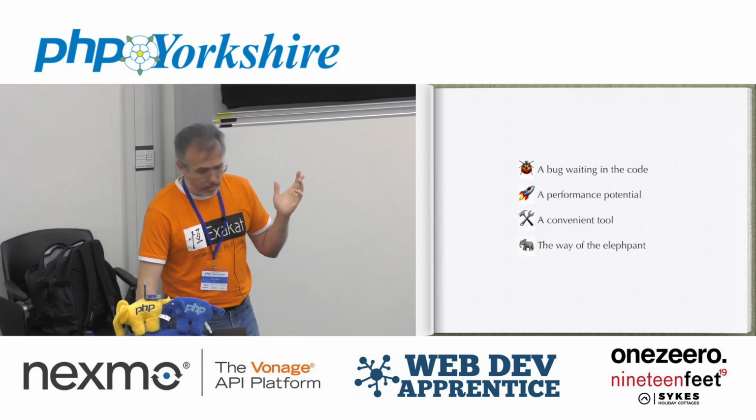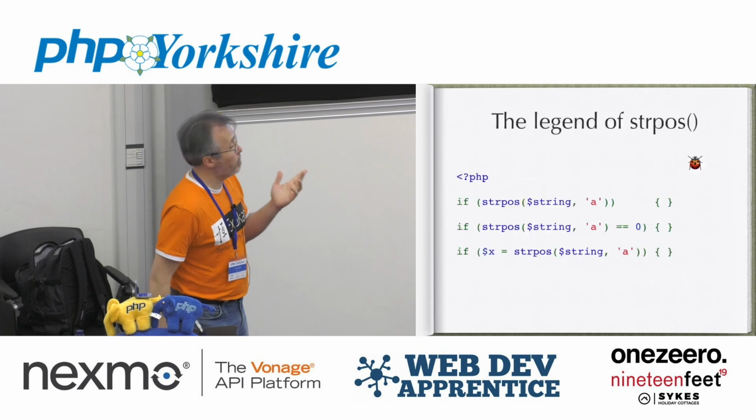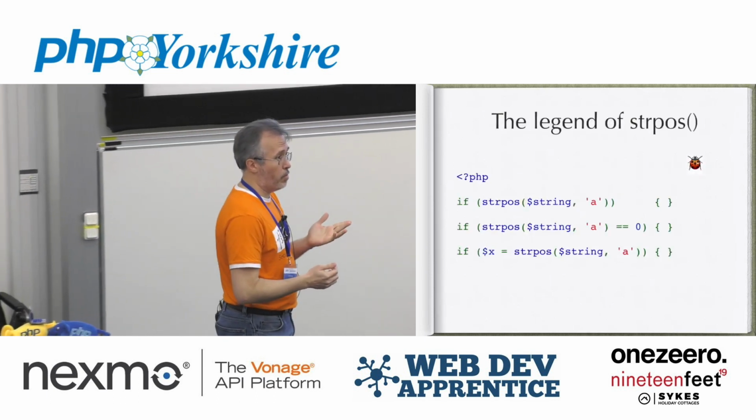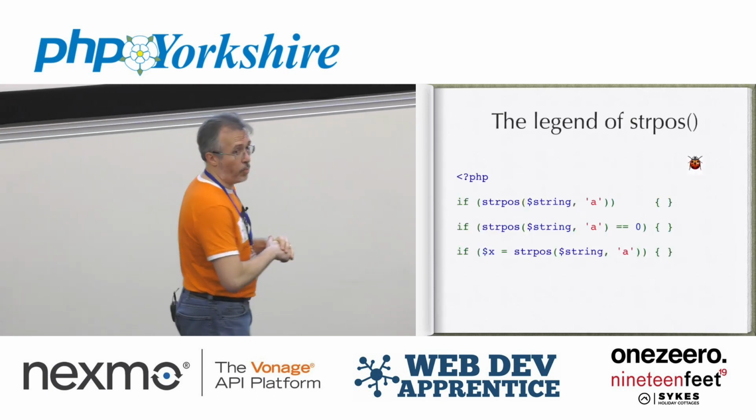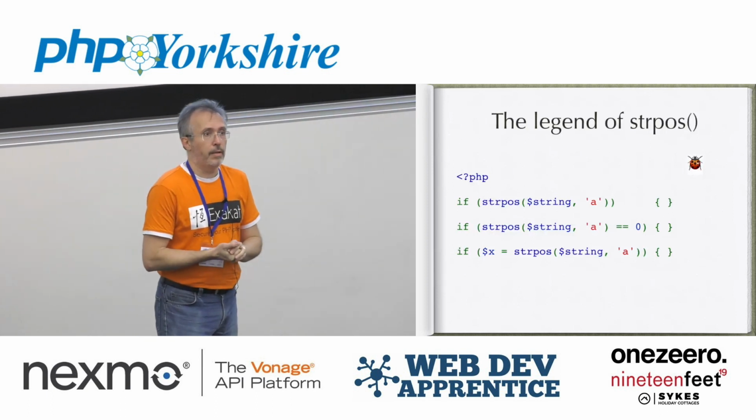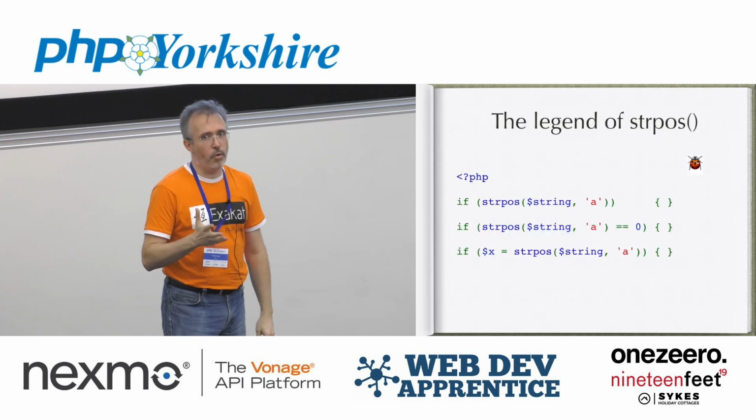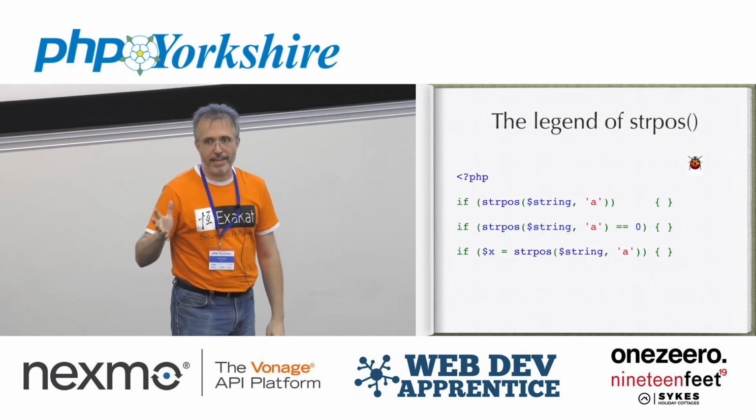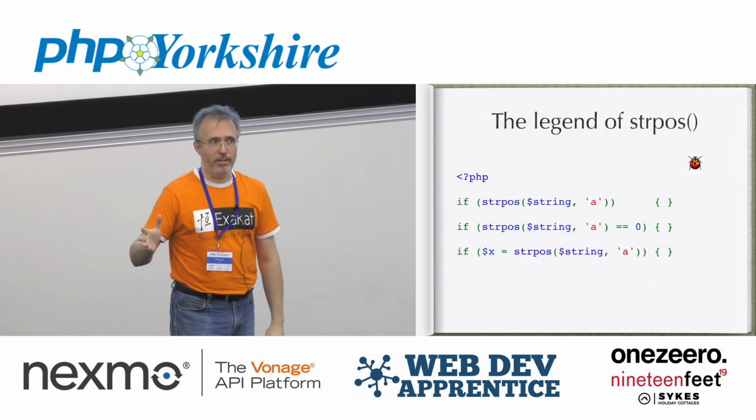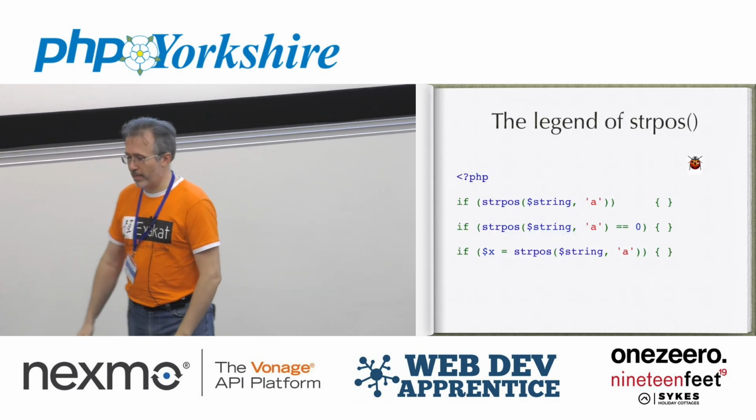Here is how it works. Here is a first example. Who has already heard about the strpos problem? Just 1, 2, 3. I need more hands. Okay, just lie to me, but raise hands, please. Good. strpos problems. What's the main problem?